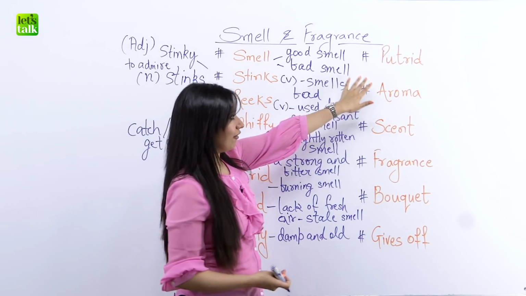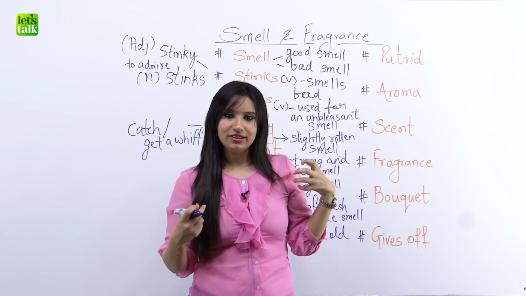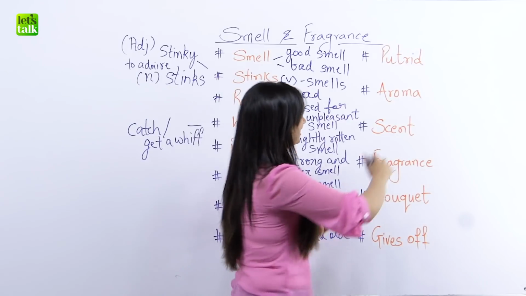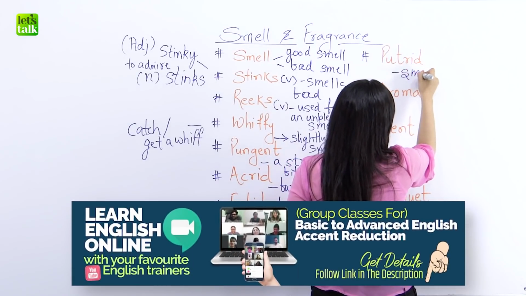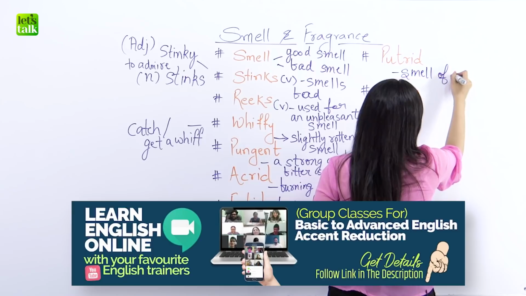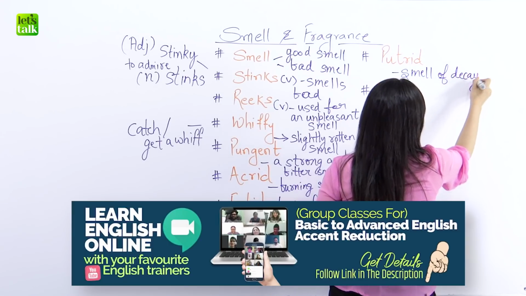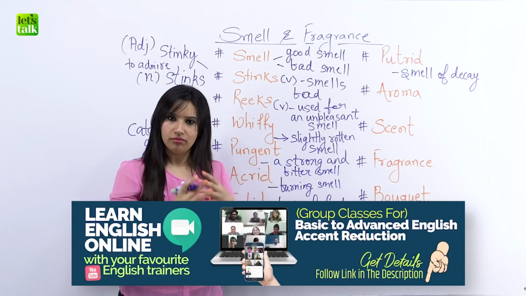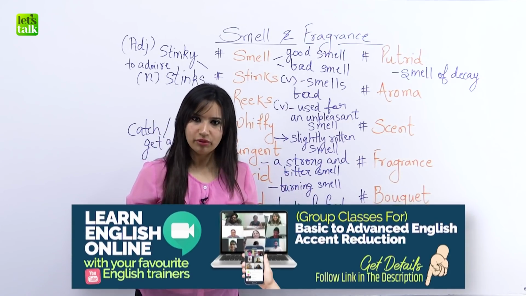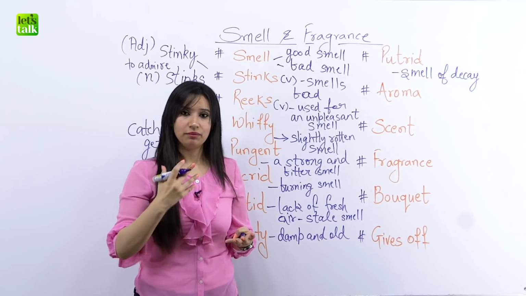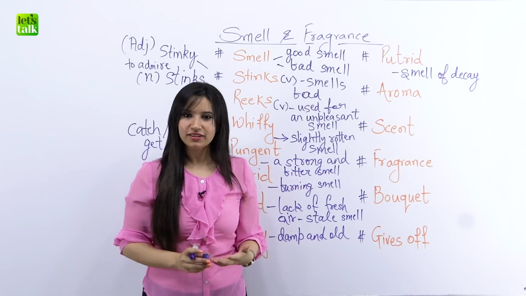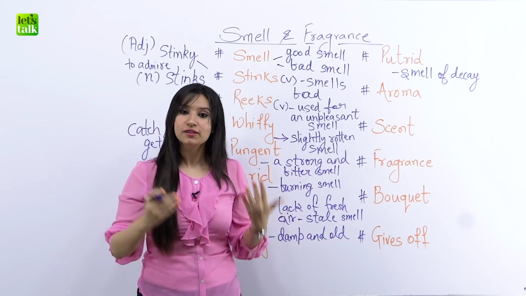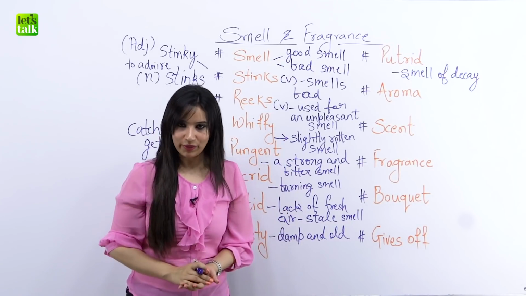The next one that we have, putrid. Putrid is used when something has decayed. It's a smell of decay. So decay is when something has completely rotten, just rotten, and it smells terrible. It's been like that for many days, like rotten meat. So you could say, I hate the smell of putrid meat, or the rotten meat smells putrid. You could use it like that as well.